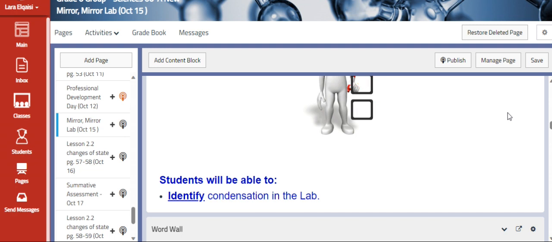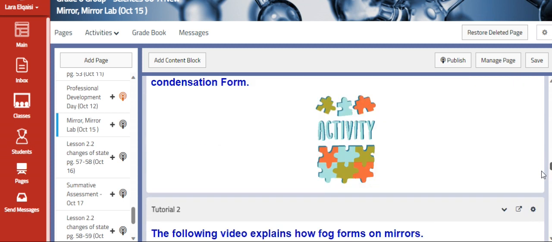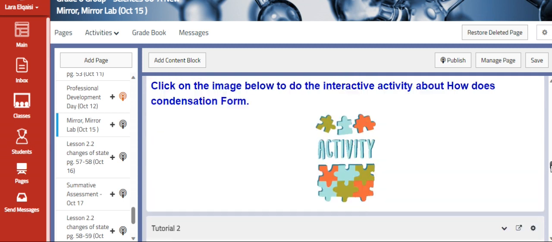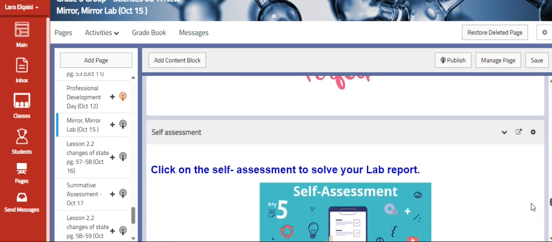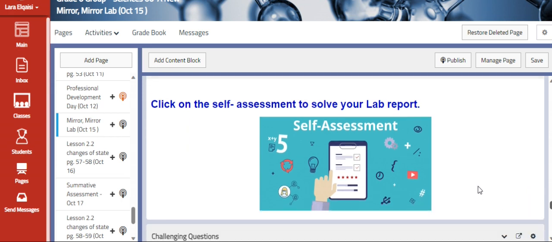For this lab, we are going to identify how fog is created in the bathroom mirrors, and we are going to be introduced to the meaning of condensation. And by the end of the class, as usual, after we are done with our experiment, we are going to solve your lab report.